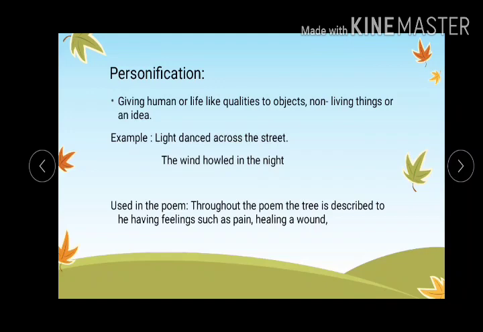Now, how is this poetic device personification used in the poem? So we see that throughout the poem, the tree is described to have feelings such as pain, healing, and wound. So throughout the poem, we see that poet Jeev Patel describes that when a man tries to kill a tree, it will pain or it will ache for the tree. But what will happen? It will still heal itself. So these are qualities. Healing and feeling pain are qualities that are actually attributed to a living being. So we'll move on to the next poetic device.